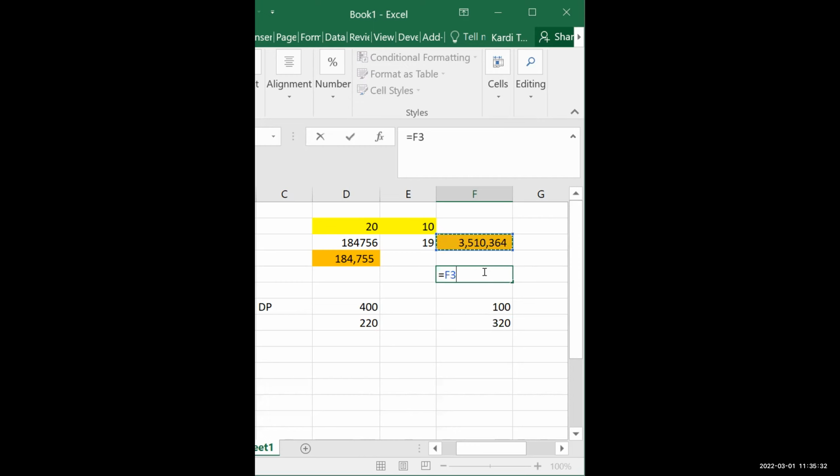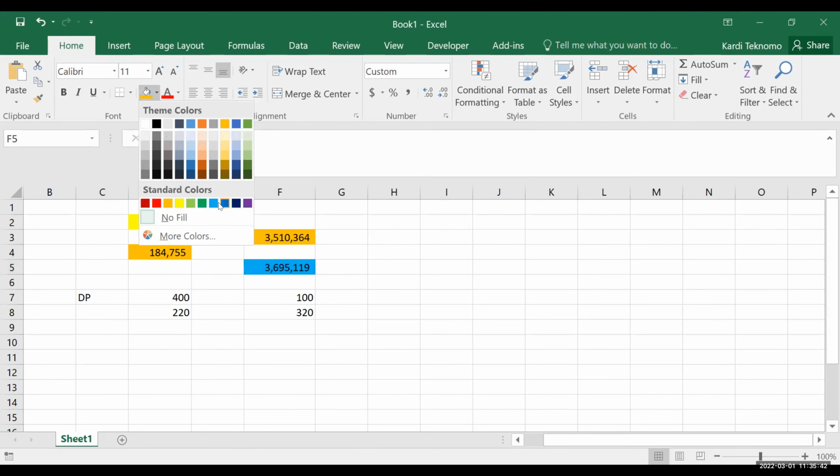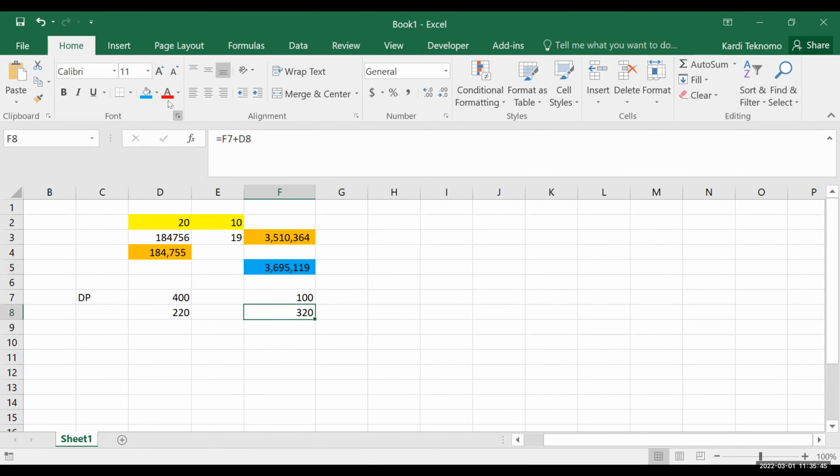If you use brute force, this one plus this one. So if you compare, I will put the blue compared to blue. Using DP, you need only 320, but using brute force, you need 3,695,119. So that is how efficient dynamic programming is compared to brute force for this problem.